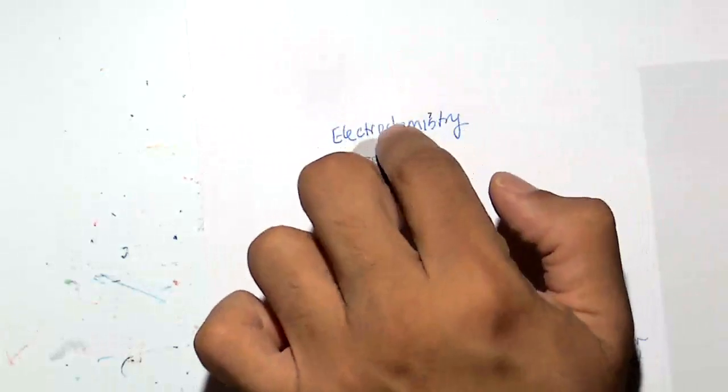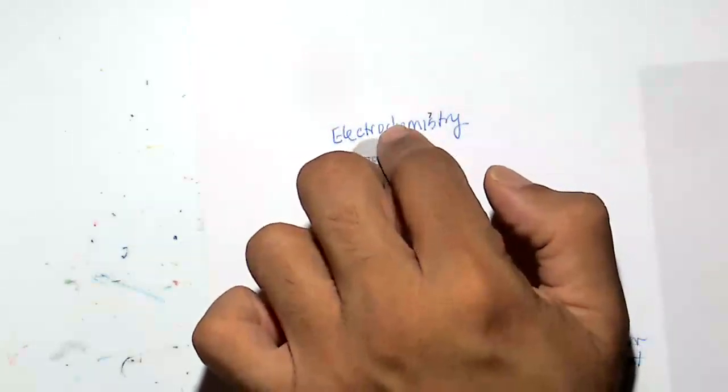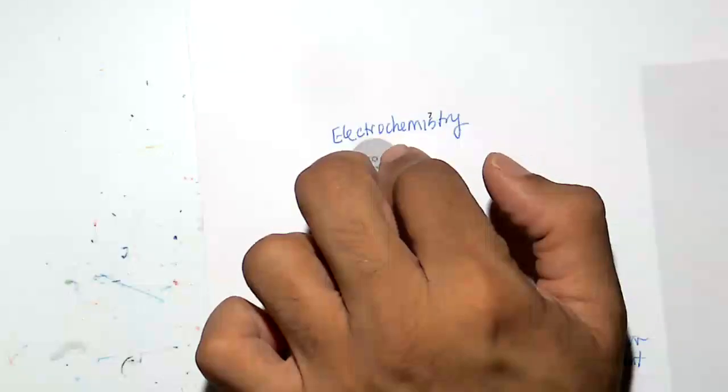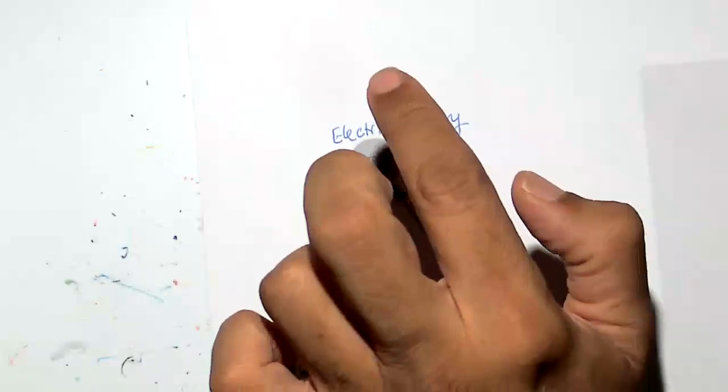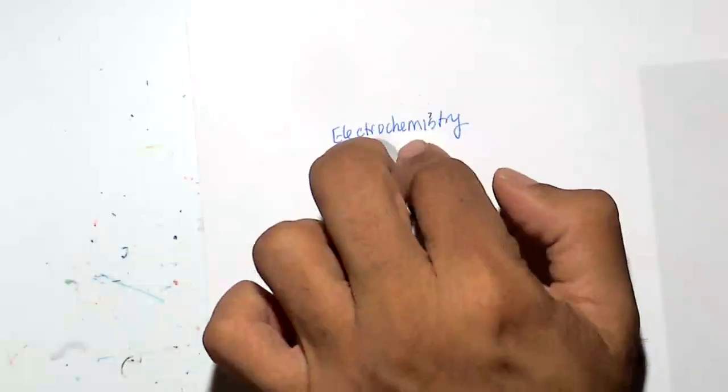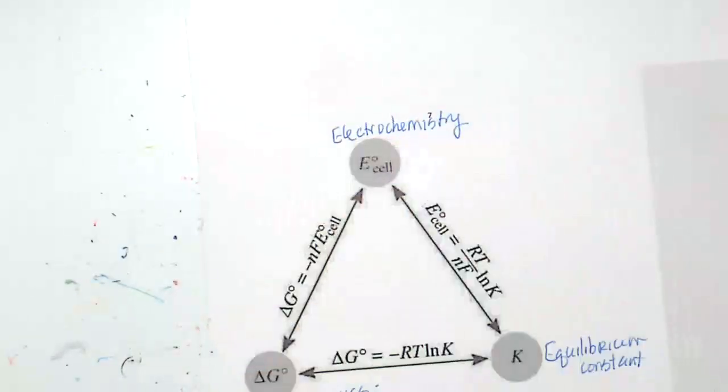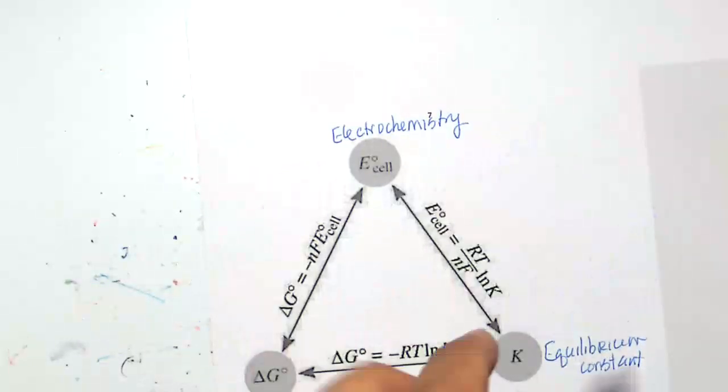And this will tell us if this gives us a positive voltage. If this reaction gives us positive voltage, what does that mean? It means products favored. Positive voltage, products favored. High equilibrium constant, products favored. Negative delta G, products favored. So all these three come together.